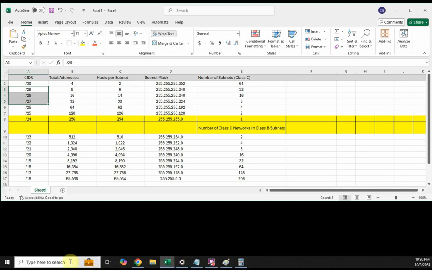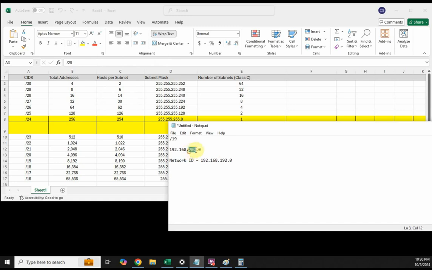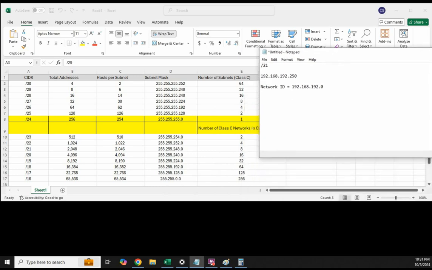Well, here, let's do another one real quick, so that you can understand once again. So let's say we've got a network. Let's go with an IP address of 192.something.250. And let's make it a /21. It's a /21, so that means 8. Right? So what's the network ID on this?